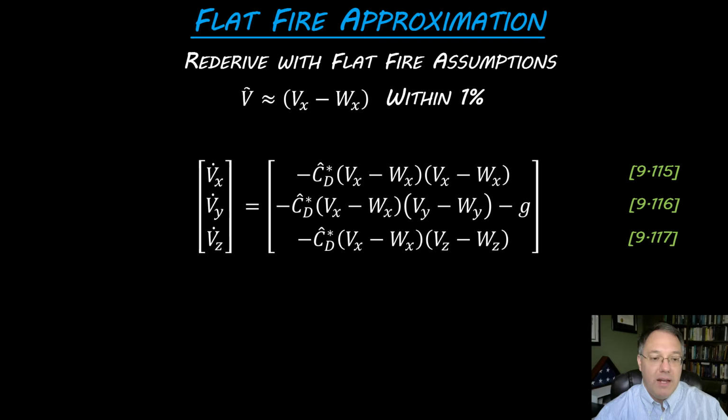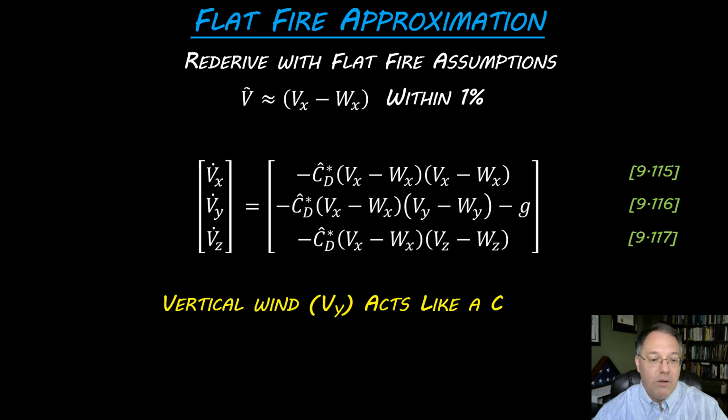Now, you'll note that in the x direction, we could rewrite that with, instead of the two parentheses, they're the same. We could put a squared term on there, right? So Vx minus Wx squared would be the same thing. And then we have all of these equations.